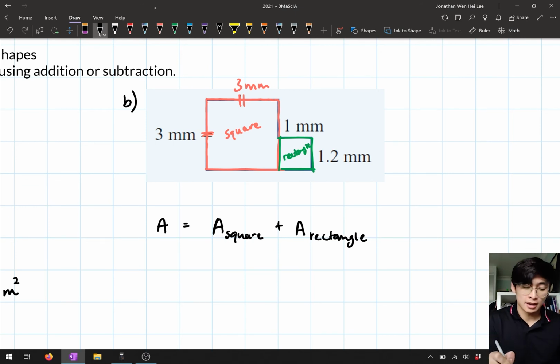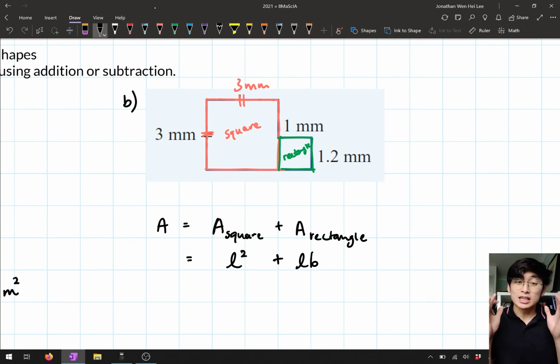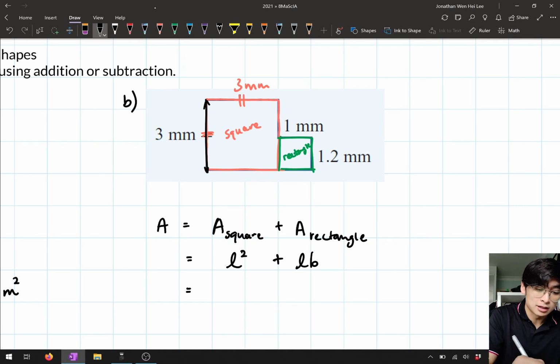And so I can just write down the area formulas for both of these. So here, this is just L squared is the area formula for my square plus L times B for my rectangle. So I've identified what shapes I have and what formulas I need to use to find those areas. All I need to do is just identify those lengths. So for my square, I need L squared. So I just need one side length for my square. In this case, the side length of my square just happens to be 3 millimeters. So notice here, both of these measurements, that's just 3 millimeters.